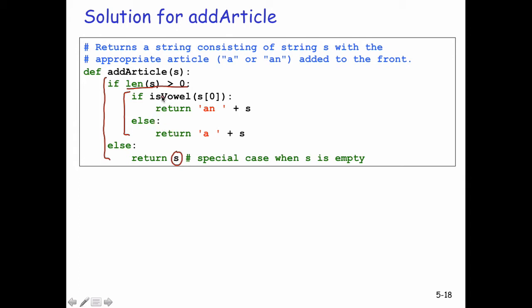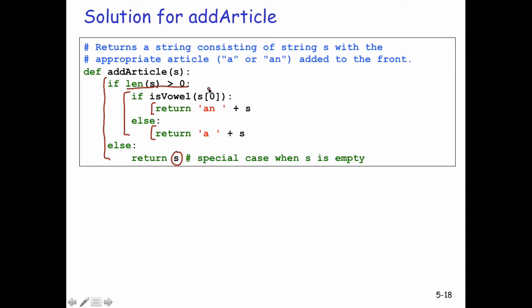So in the case where the length is non-empty, notice we have a nesting of conditionals in the then branch of the conditional. And we're going to do a test to see if the first character of the string is a vowel. And if the first character of the string is a vowel, we are going to concatenate the string and a space to s and return that. Otherwise, we're going to concatenate the string a followed by a space to our string and return that.